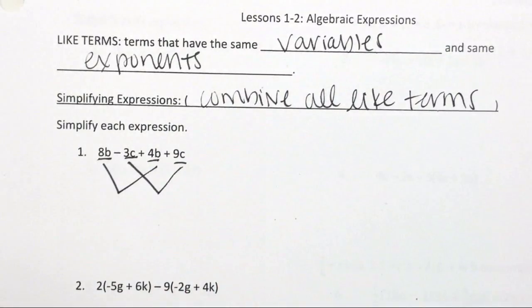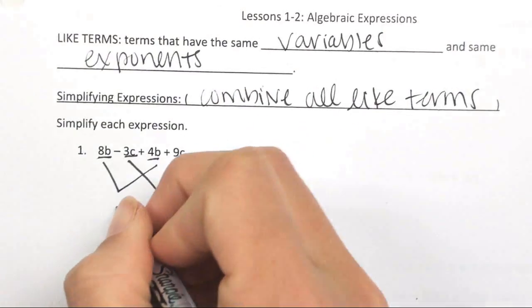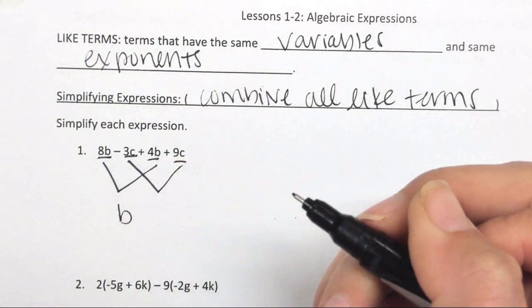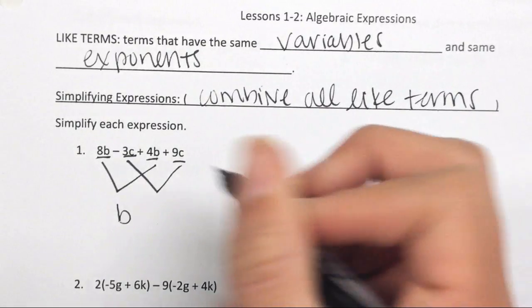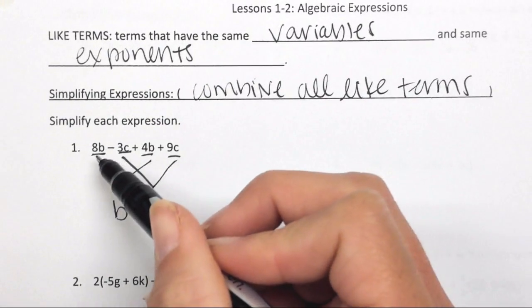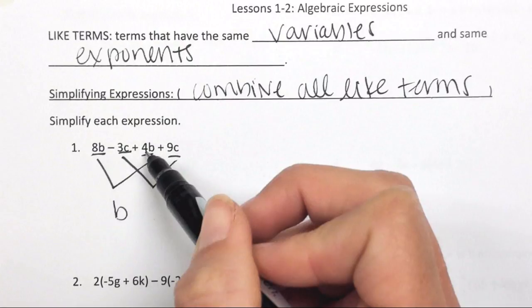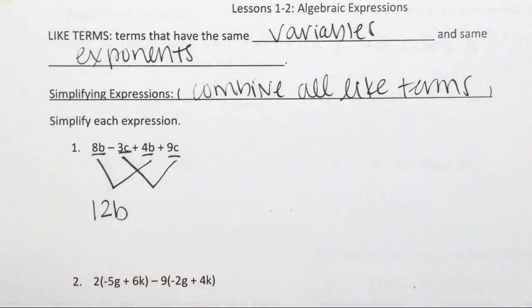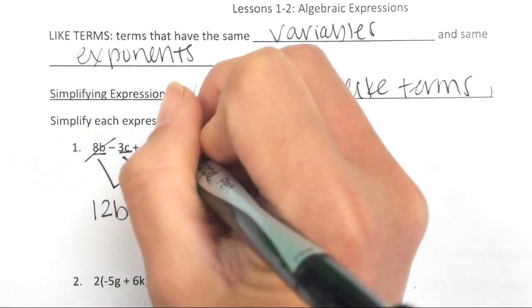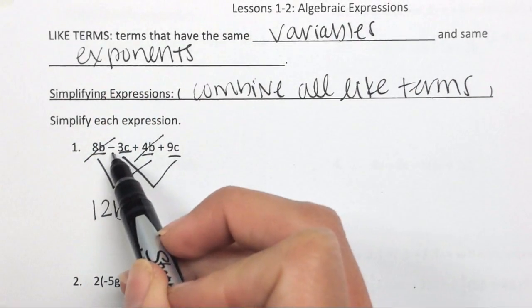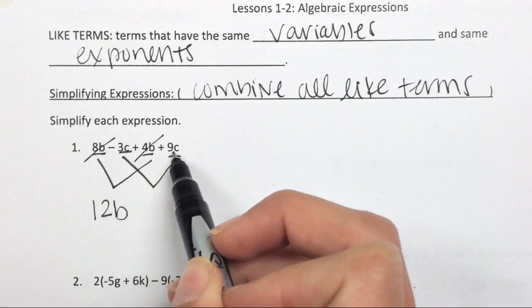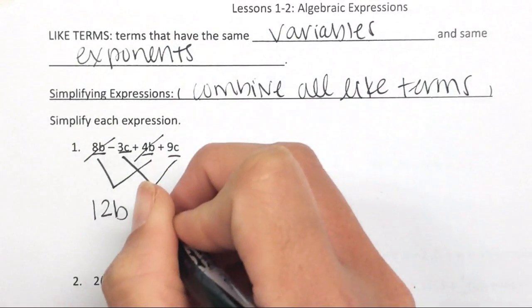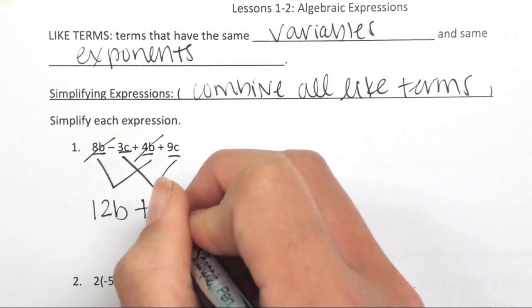And when I say combine them, that means I'm just going to change their what? Coefficient. Very good. So I keep b, you keep the variable, and we just combine their coefficient. So this is going to be 8, what? Plus 4, which is what? So we'll have 12b. And then this is what? Negative 3 plus 9, which is? Positive or negative? Positive. Good.